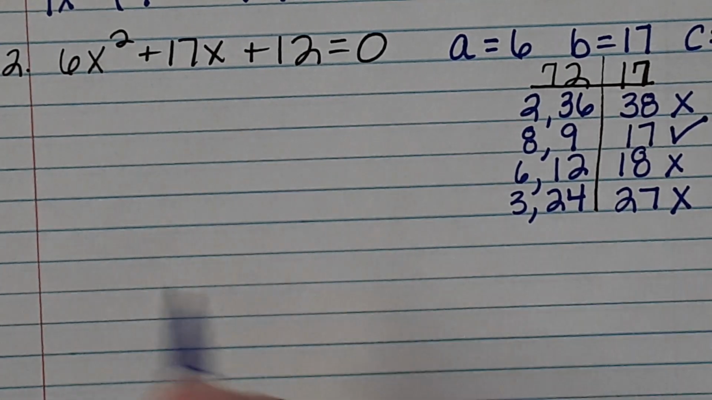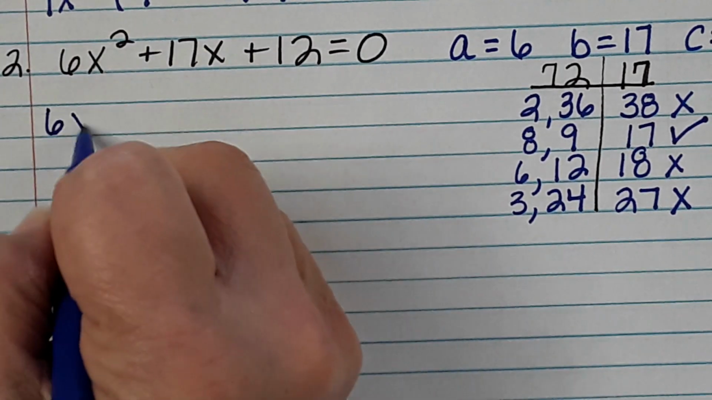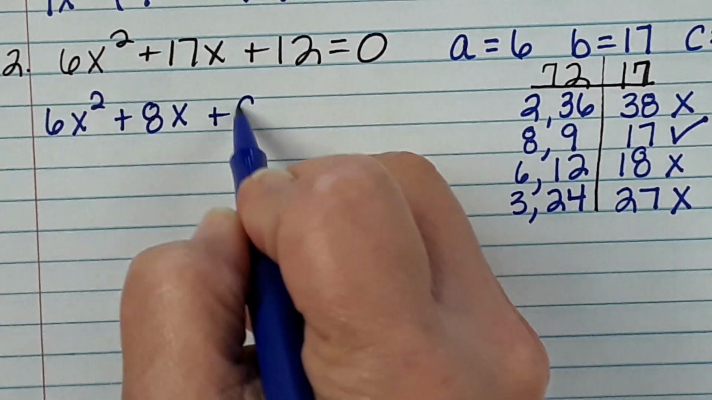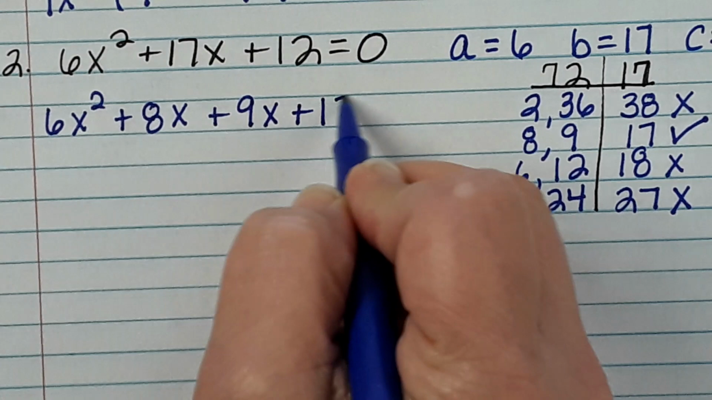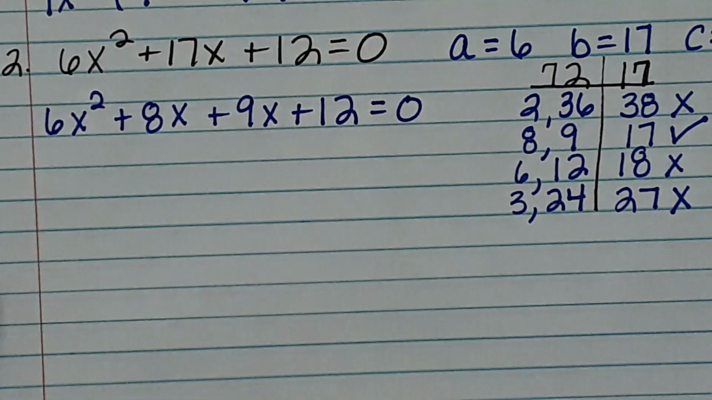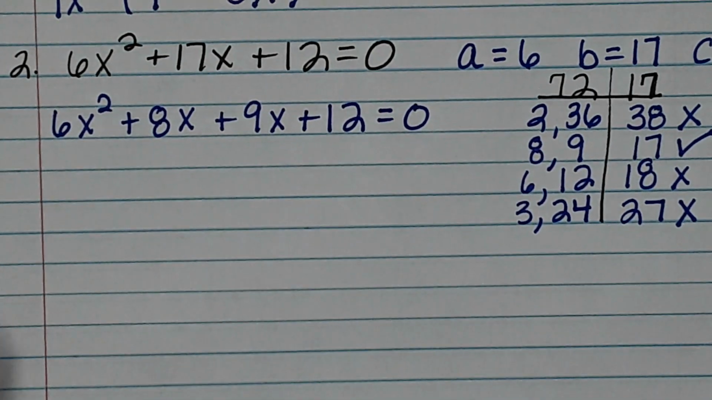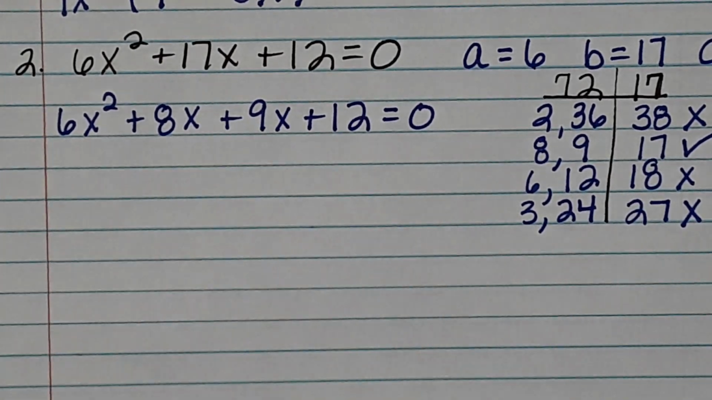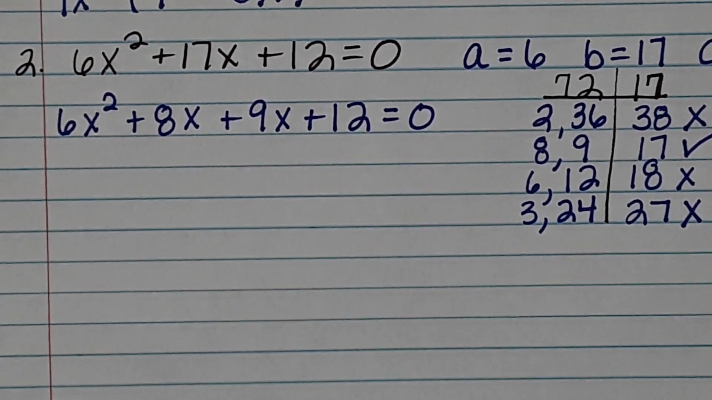So now I'm going to rewrite the question: 6x squared plus 8x plus 9x plus 12 equals 0. So I took the two numbers that I found and I replaced them for 17x. Anybody remember what we do now?